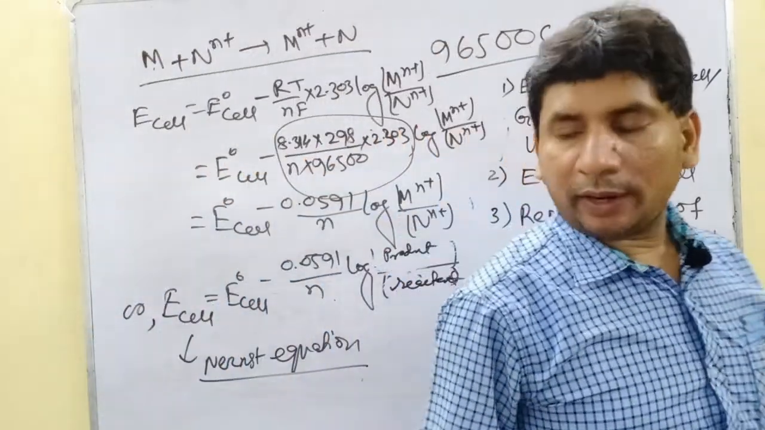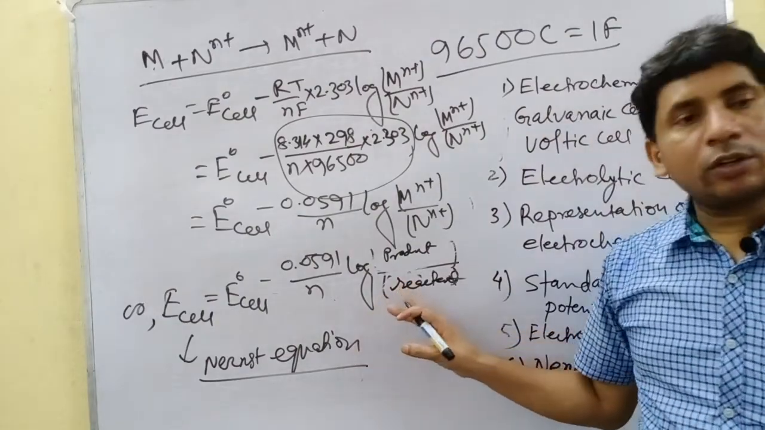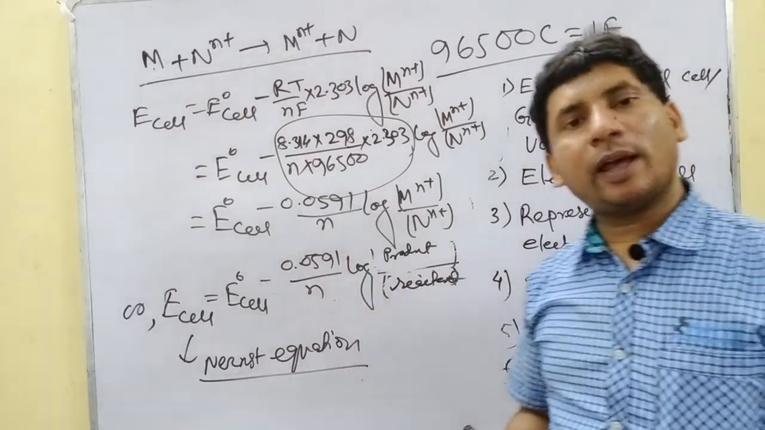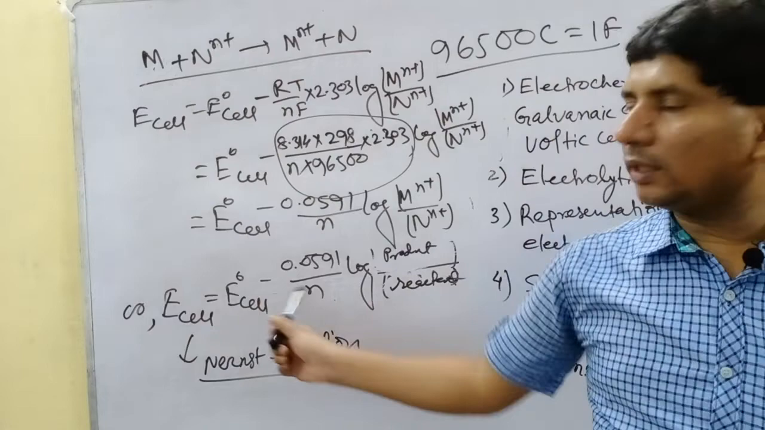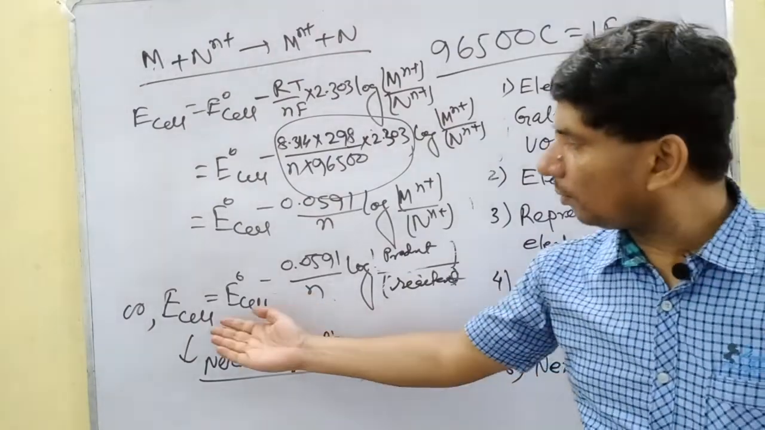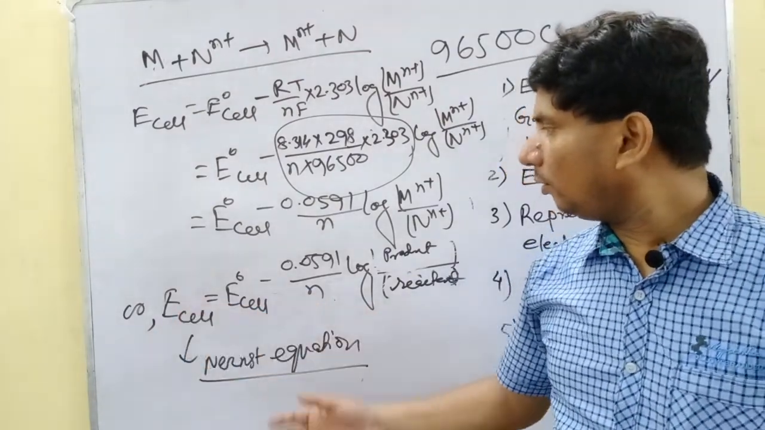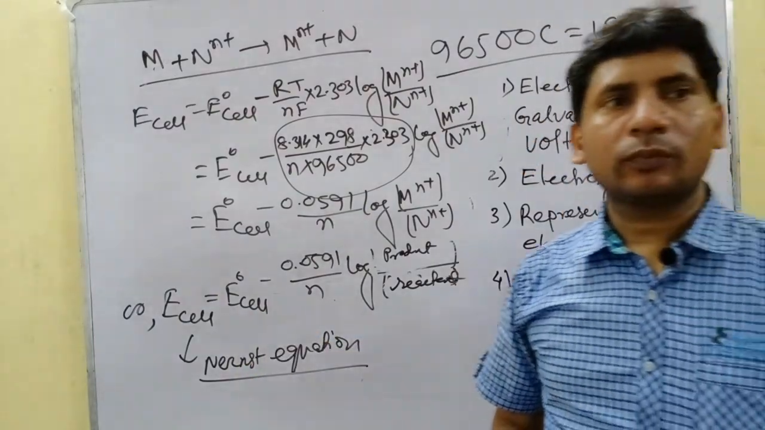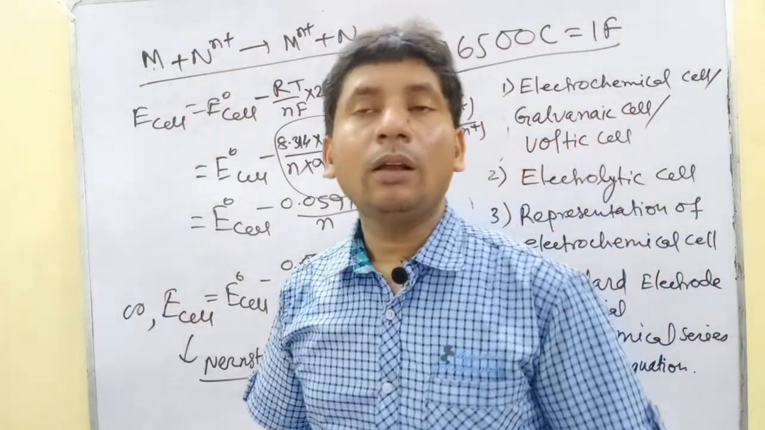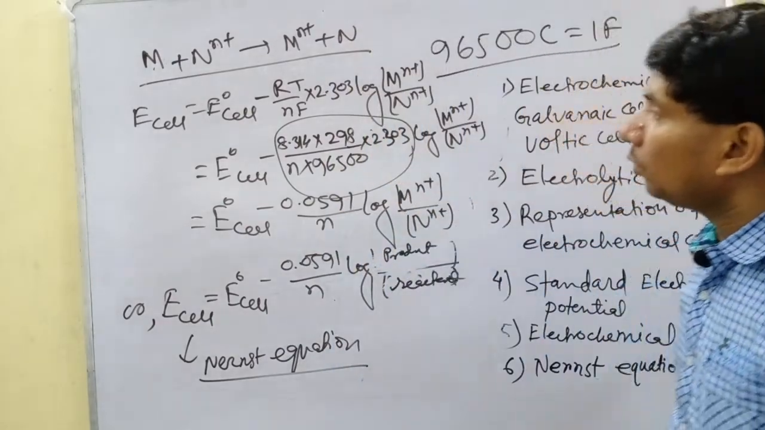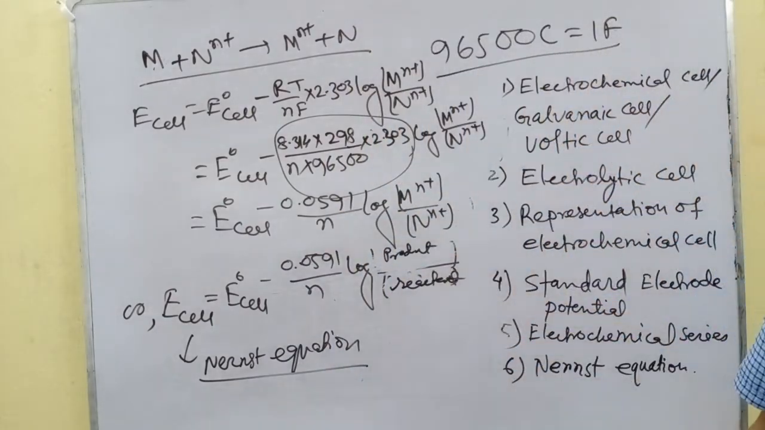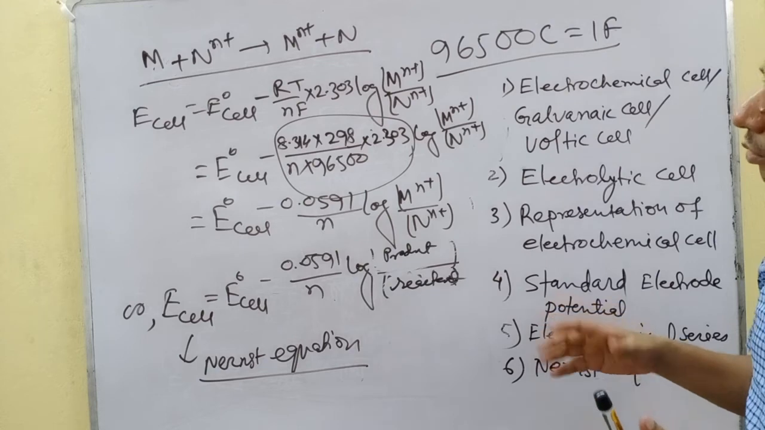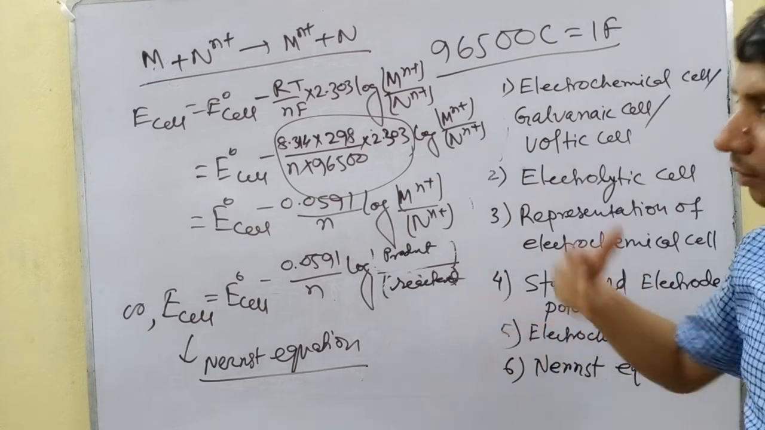Now we can calculate the concentration of the reactant and product using this equation, or you can use E cell to get E0 cell, no problem. Clear?